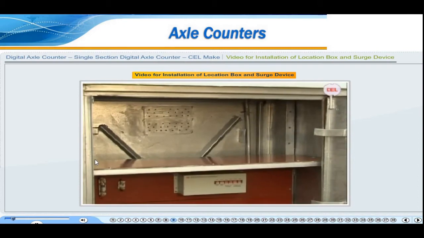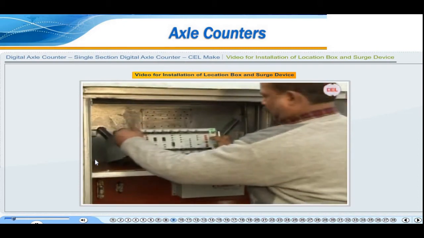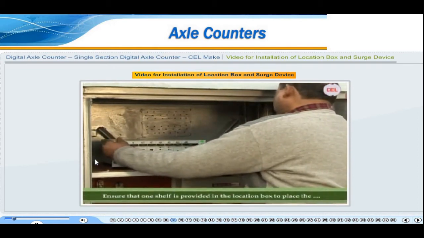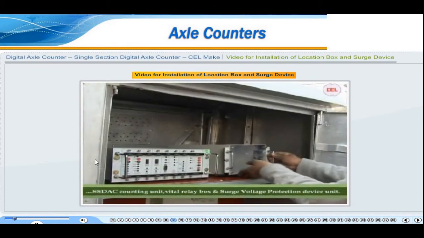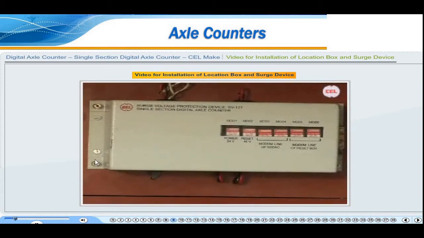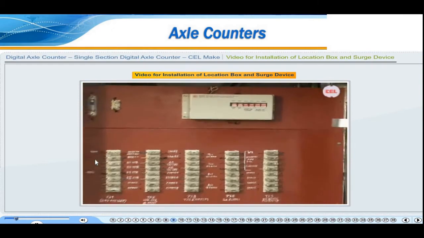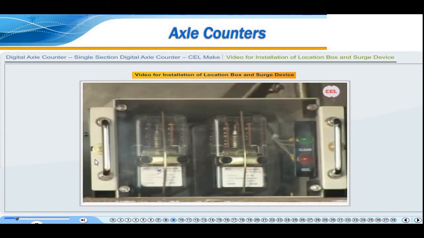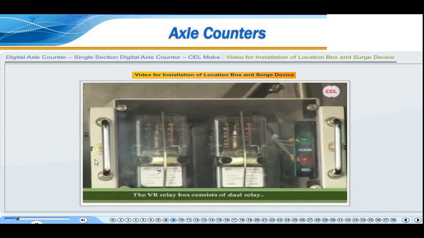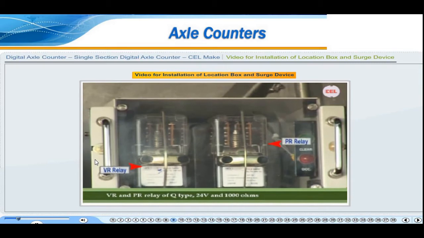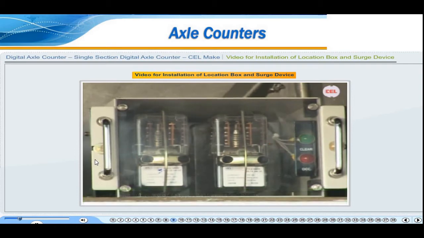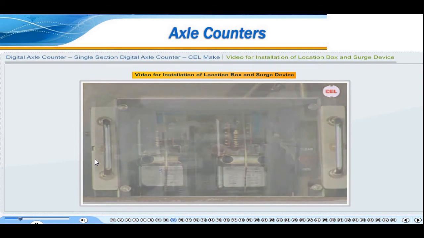Ensure that one shelf is provided in the location box to place the SSDAC counting unit, vital relay box, and the surge voltage protection device unit. The VR relay box consists of dual relay, that is the VR relay and the PR relay of Q type, 24 volts and 1000 ohms. Hence, no external relay is required in the location box.